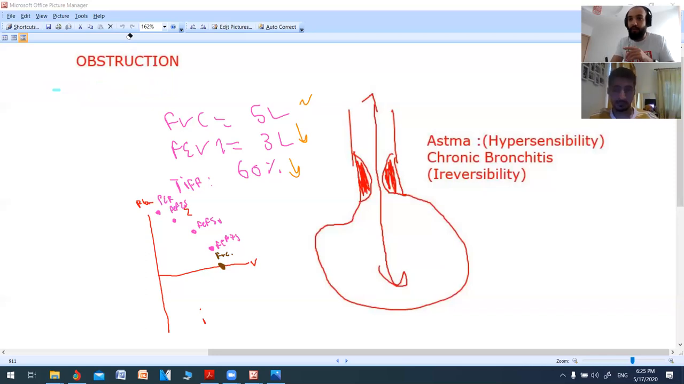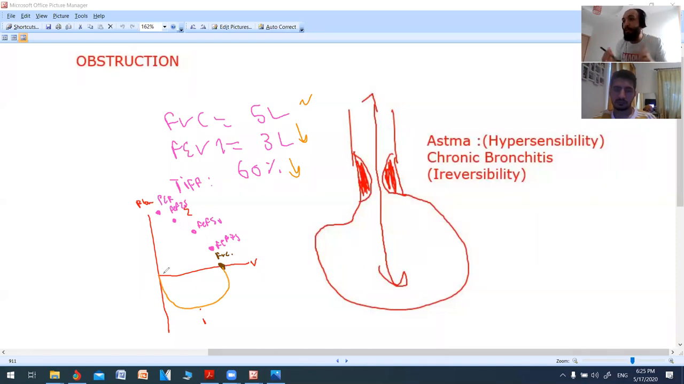Next. Now, how will we draw this loop? Do you think this guy will reach the vital capacity on the loop? Yes, because the vital capacity is normal, right? Inspiration. Do we have a problem in inspiration in the obstruction? Do we face a problem doing inspiration or not? No, because in inspiration the pressure is low and I open the airway, right? So the loop of inspiration is the same.